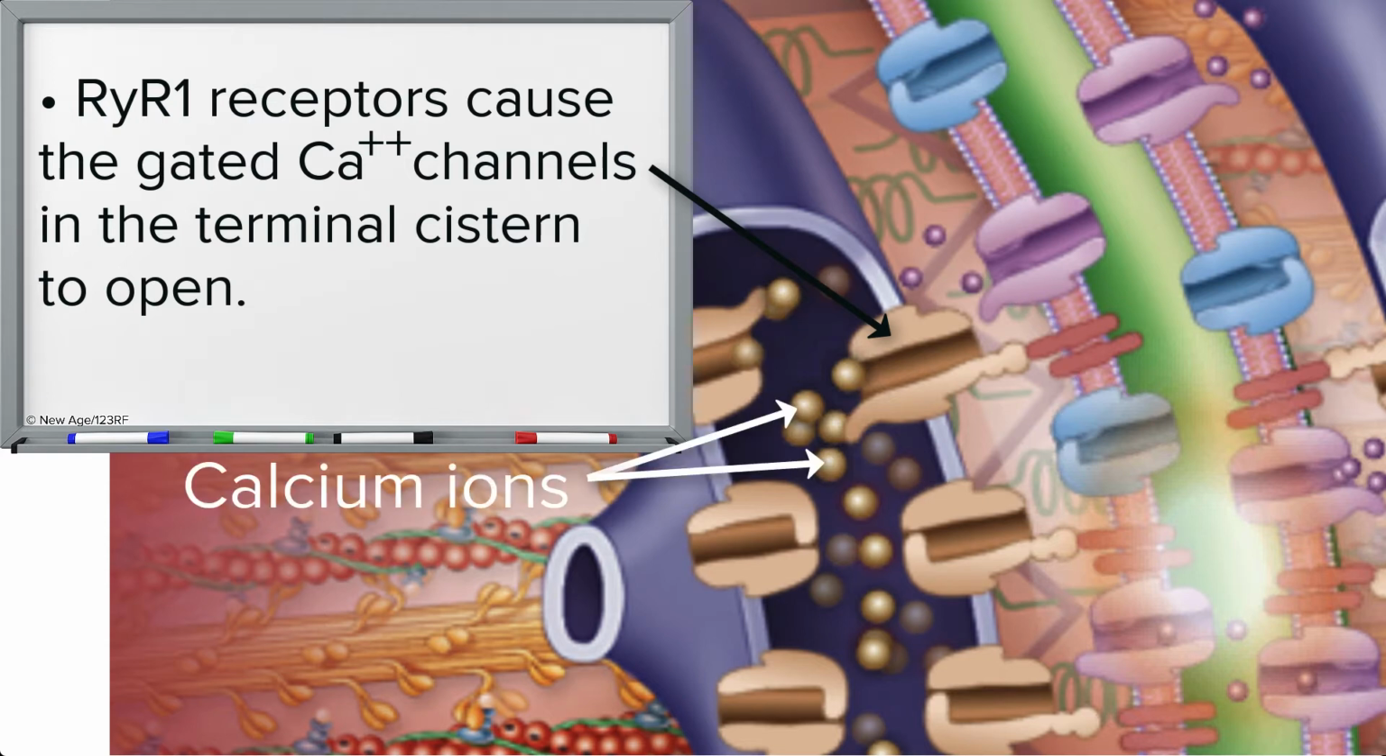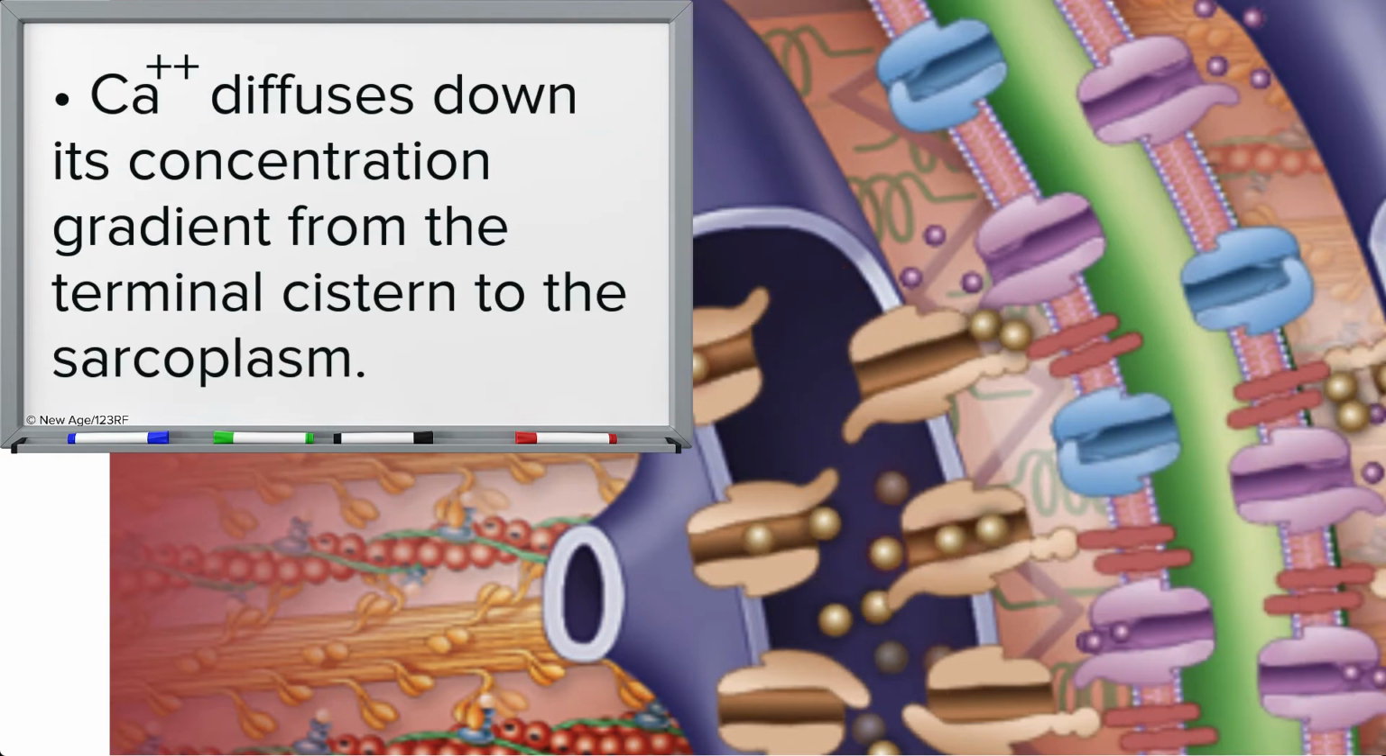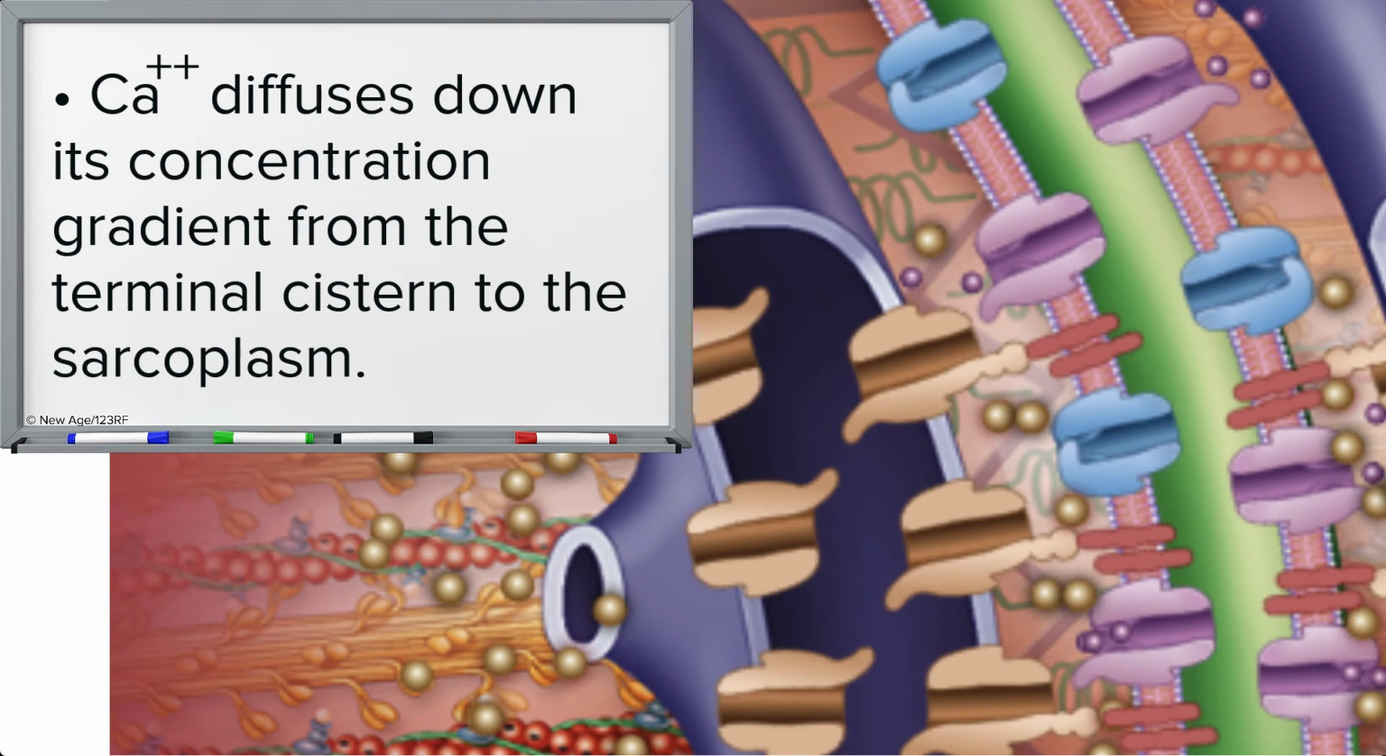Since calcium ions are higher in concentration in the sarcoplasmic reticulum than they are in the sarcoplasm, they diffuse down their concentration gradient into the cytosol of the sarcoplasm.